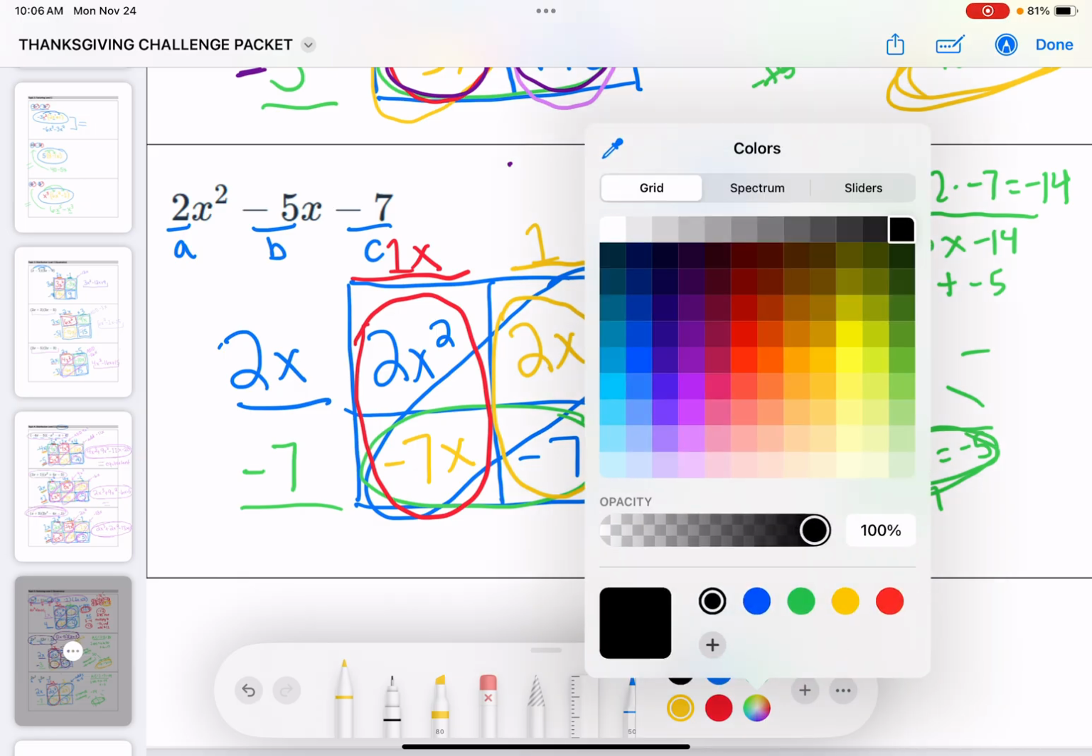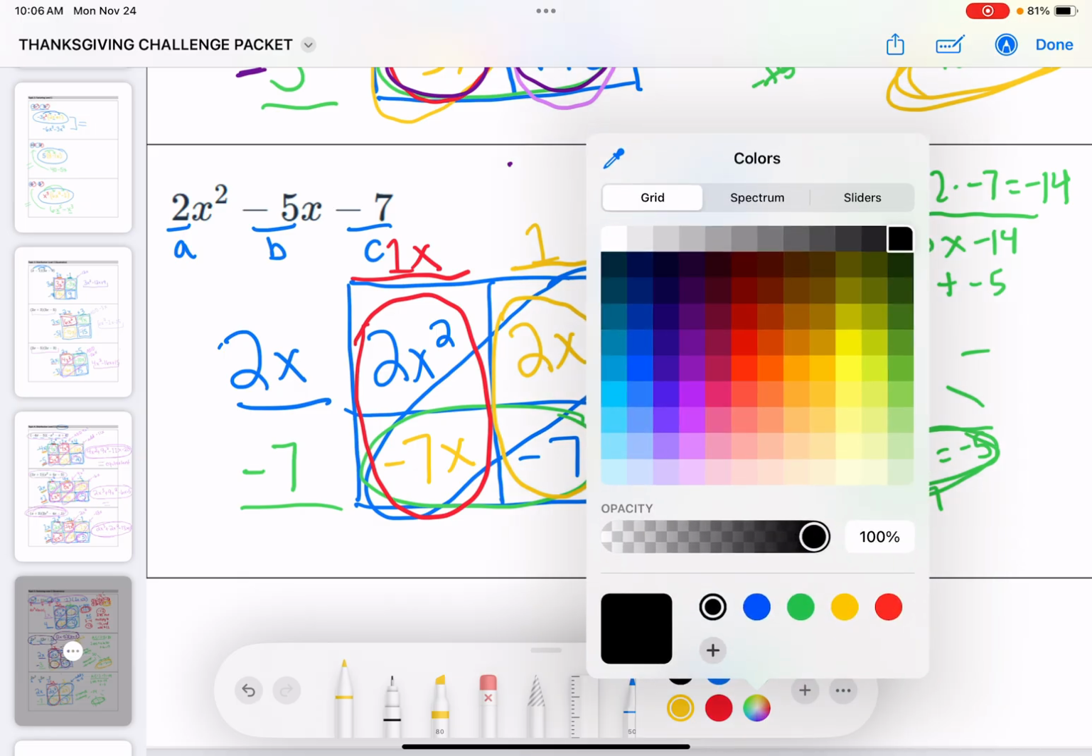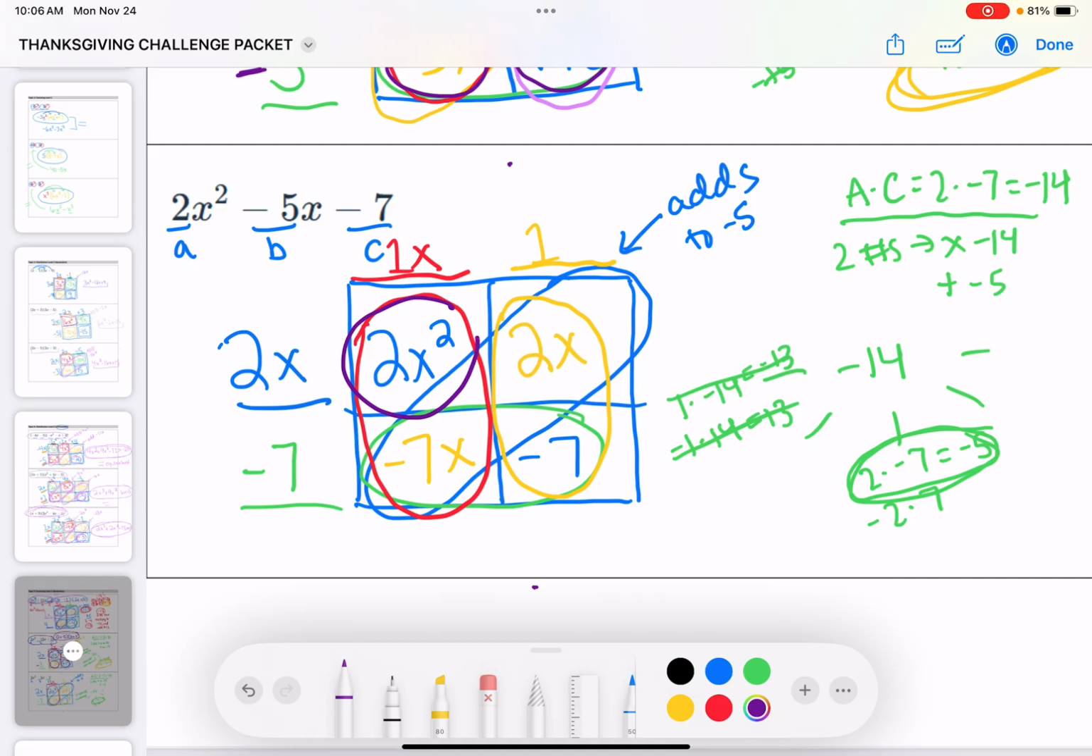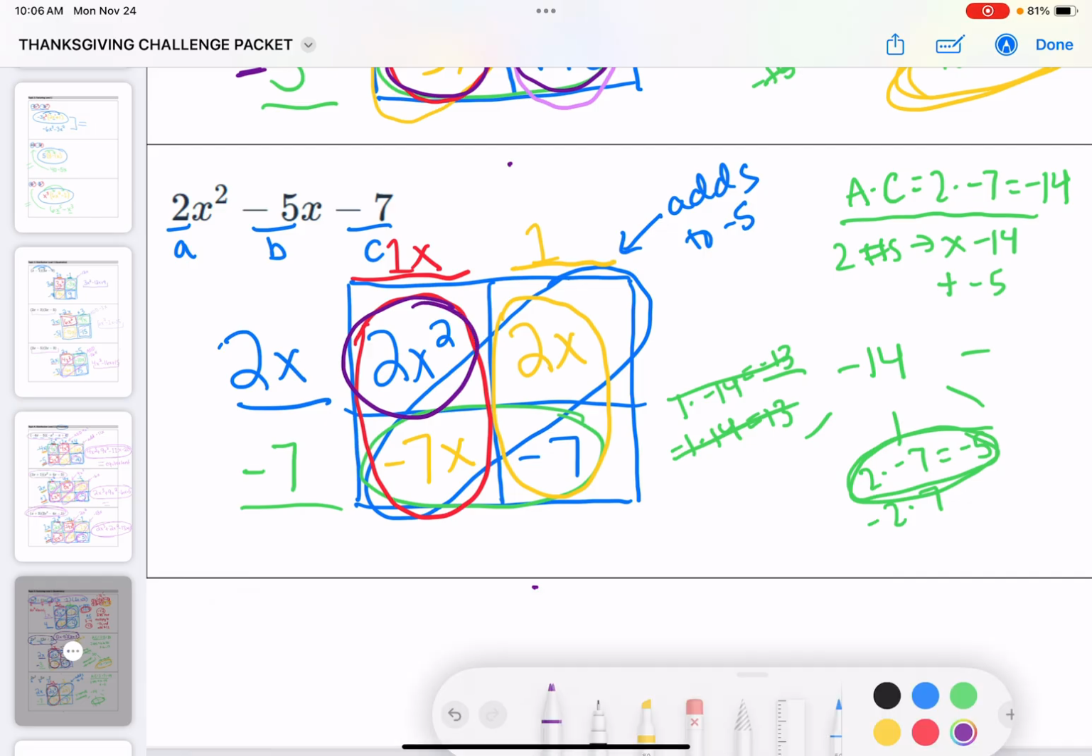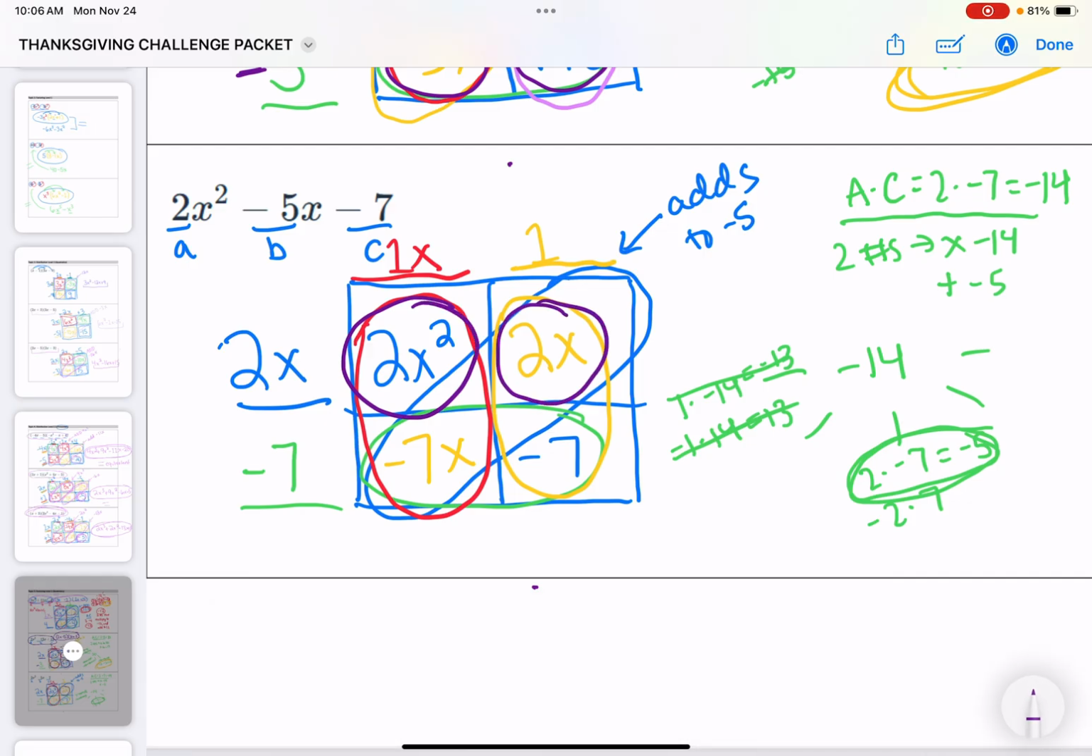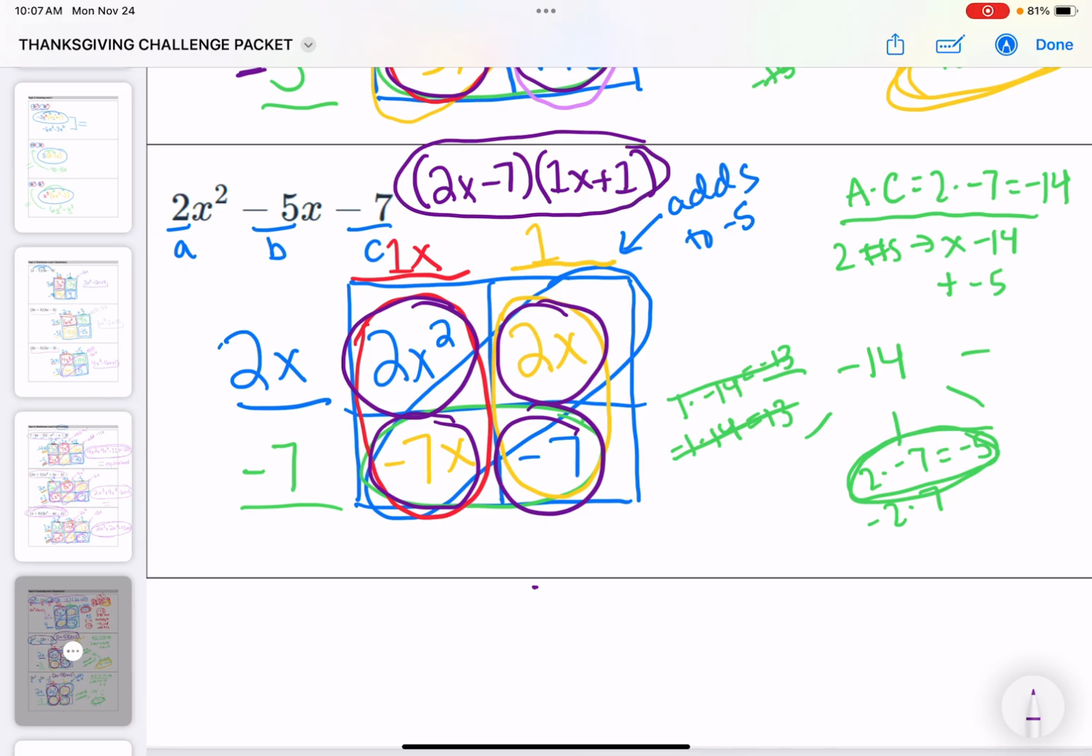I am going to double check so quick because I love checking my work. 1 times 2 is 2. X times X is 2 with 1X. 1 times -7 is -7 with 1X, and 1 times -7 is -7. I can also, once I have my two binomials, I can check that on decimals. Just type them both in. They should create two quadratics that are perfectly equivalent.